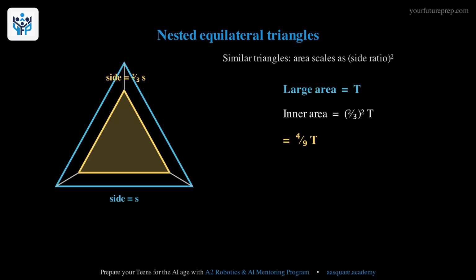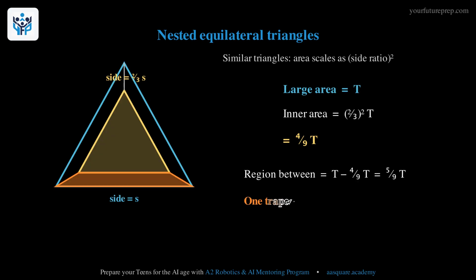The inner triangle has side 2/3 of the large one, so its area is (2/3) squared times t, which is 4/9 t. The region between the two triangles is the large area minus the inner area. T minus 4/9 t equals 5/9 t. That region is made of three congruent trapezoids, so one trapezoid is 1/3 of it, which is 5/27 t.